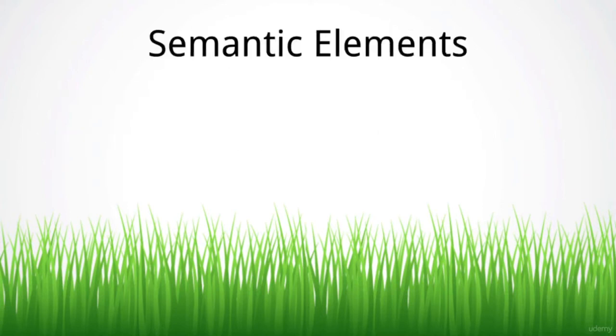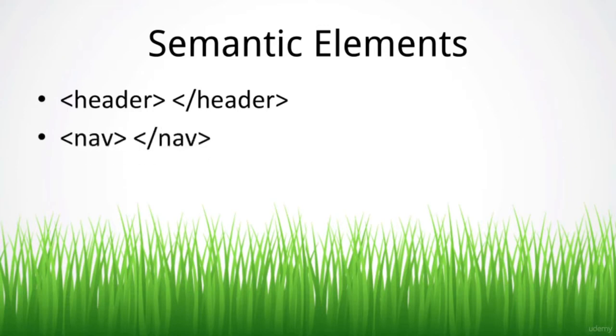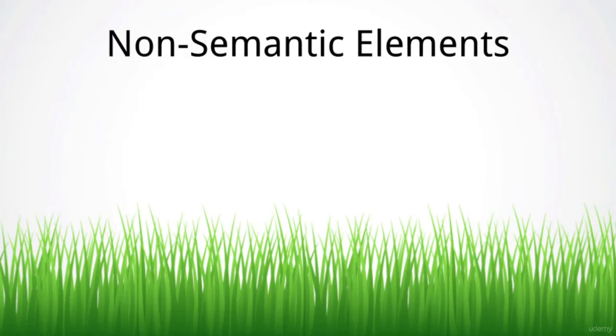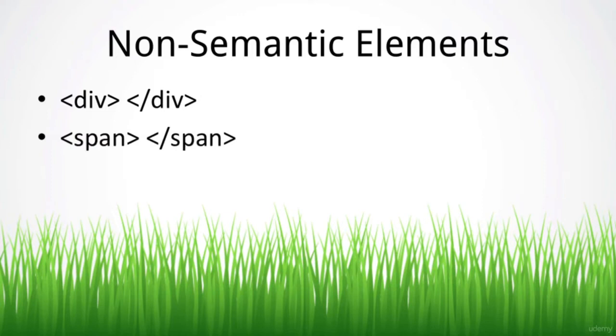Some examples of some semantic elements include the header element, the nav element, and the footer element. As you can tell just by the name of these elements, you have a rough idea on what that element should actually contain. Some examples of some non-semantic elements include the div element, as you saw earlier, the logical division, and the span element. I hope you've learnt a little bit about the fundamentals of HTML and HTML5.